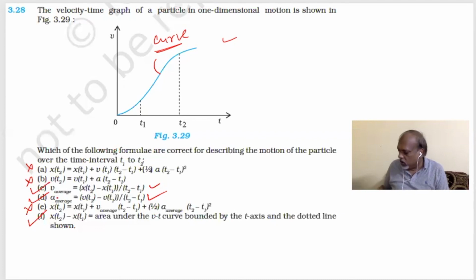So this concludes our chapter motion in a straight line and its questions also. So our next video will start with motion in a plane.